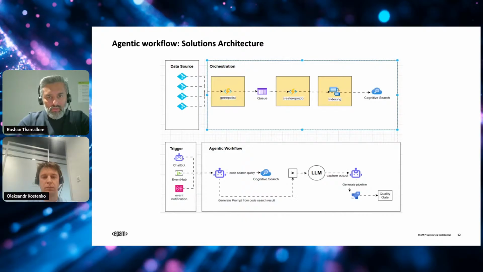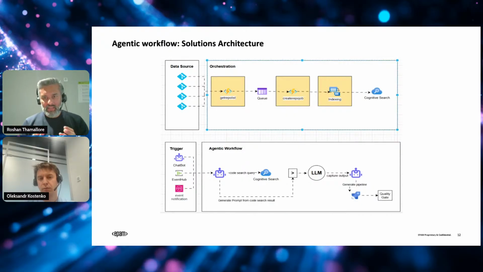Moving on. So this is a visual representation of the solution's architecture, everything that we just talked about in the previous slide. As you can see at the top, the data extraction process includes the data sources and an orchestration process that converts that data into indexes that can be stored in Cognitive Search. The orchestration process makes use of a couple of Azure native services like function apps, queues, as well as Azure Batch for parallel processing of large repositories, for example.